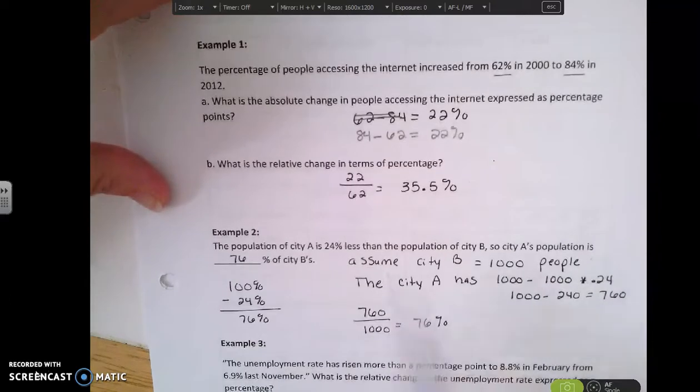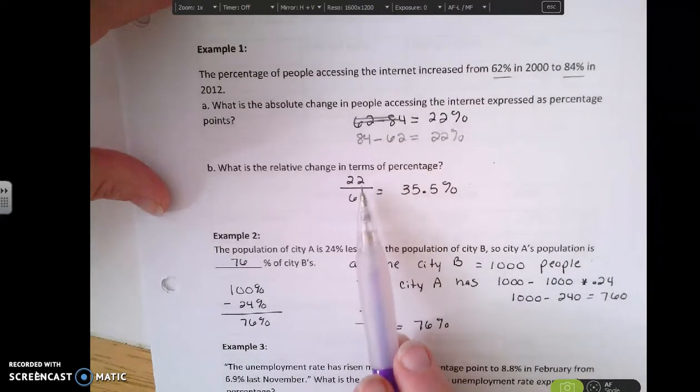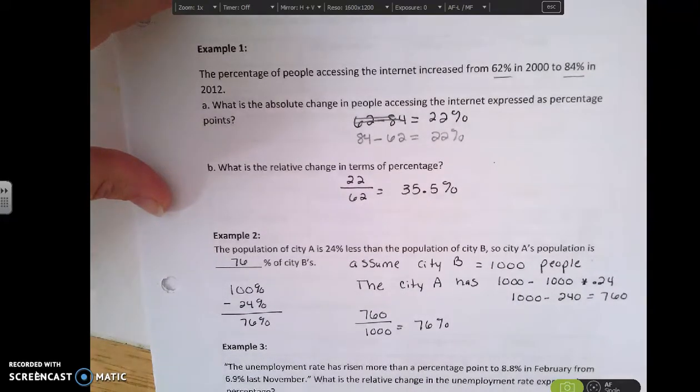And then it says, what is the relative change in terms of percentage points? So it's the change that you got in part A divided by the original value, which was 62, and it comes out to a 35.5% change.